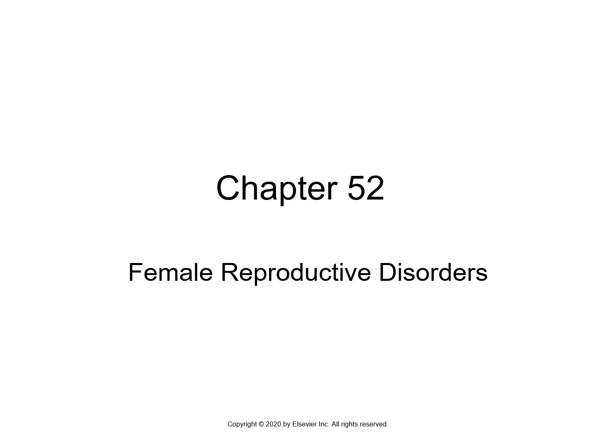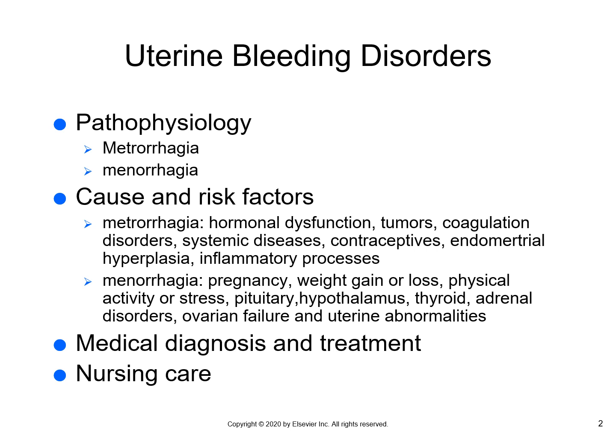Chapter 52, Female Reproductive Disorders. So, the first one is uterine bleeding disorders.